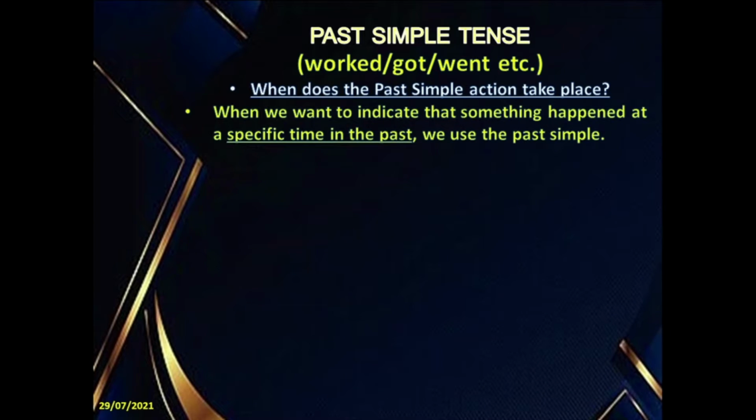I have given here just two lines about the past simple tense. When we want to indicate that something happened at a specific time in the past, we use the past simple. Hope you remember the difference, as I have explained the differences between the present perfect tense and the past simple tense. The present perfect tense also has to do with finishing, but the action is still continuing, or the action still exists, whereas the past simple also talks about finishing, but it has nothing to do with the present actions.